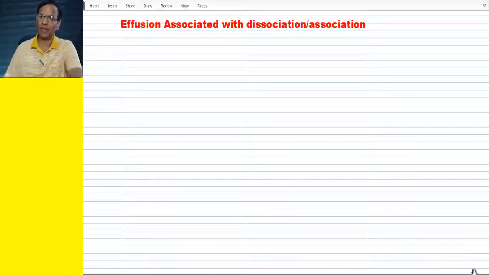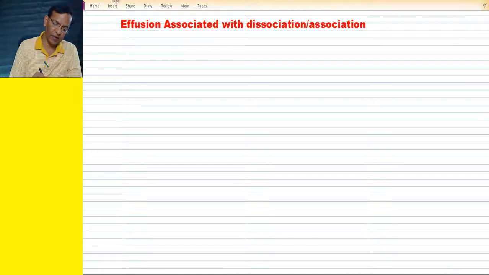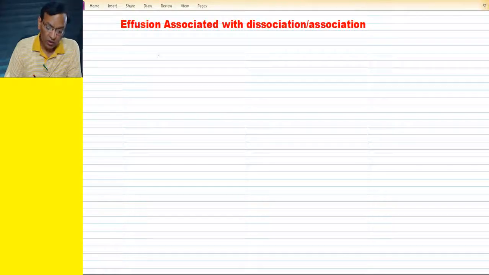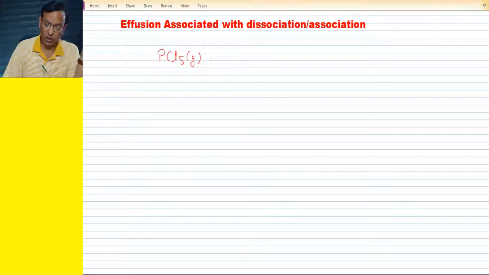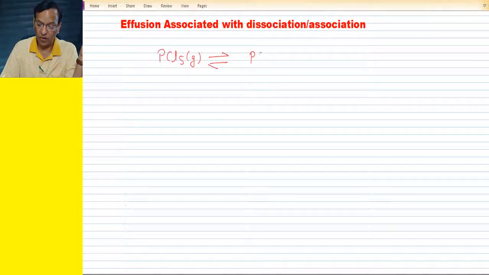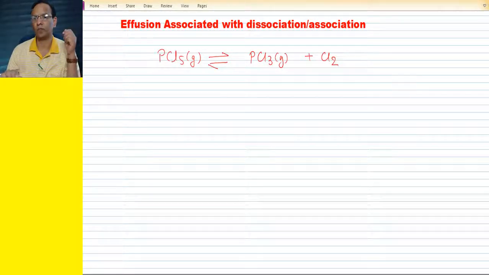So let us take an example of a gas where dissociation always takes place. The most common example is phosphorus pentachloride gas. If we take phosphorus pentachloride gas in a flask, it never remains in pure form. It remains partially dissociated, and the dissociation can be written like this: PCl5 gas giving PCl3 gas plus Cl2 gas.